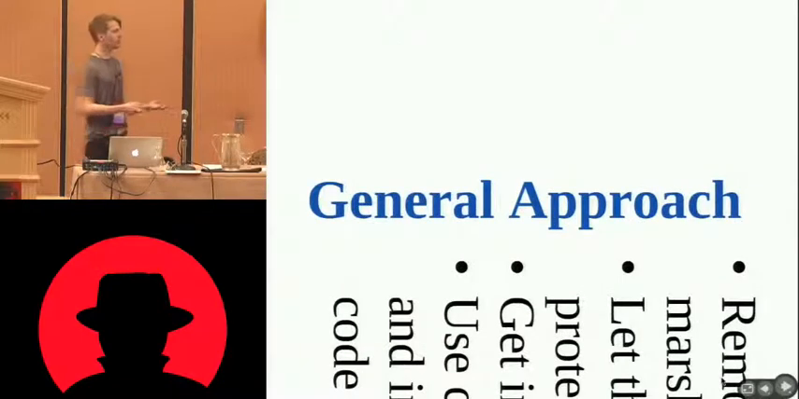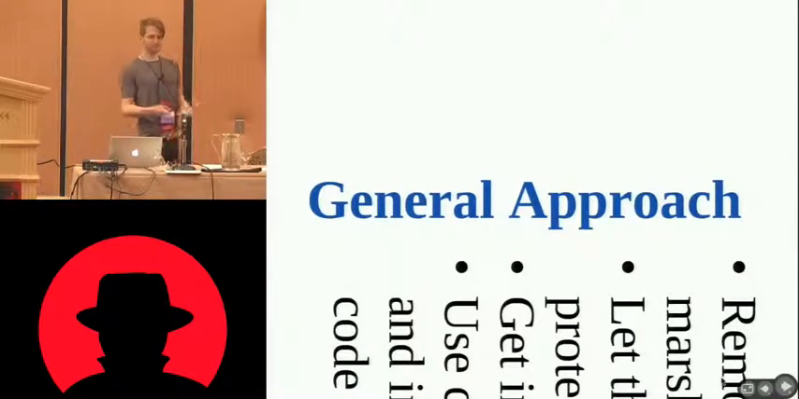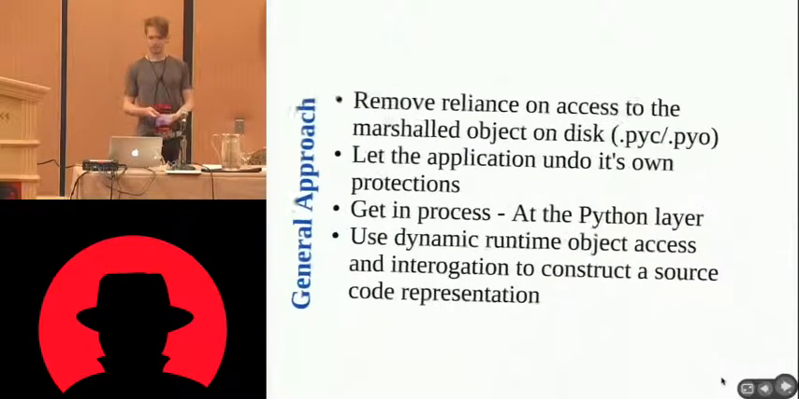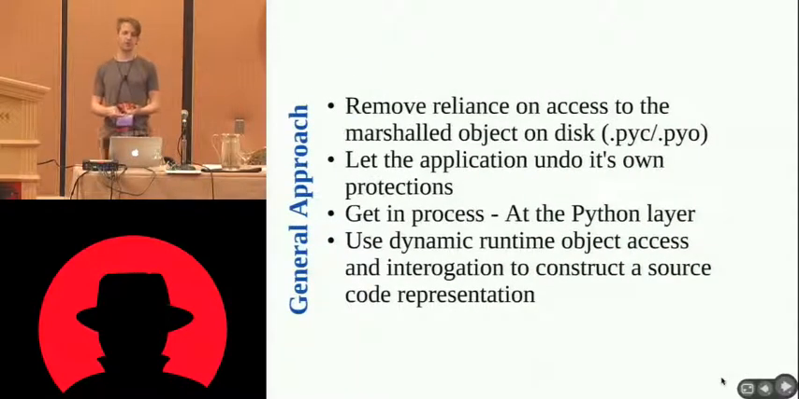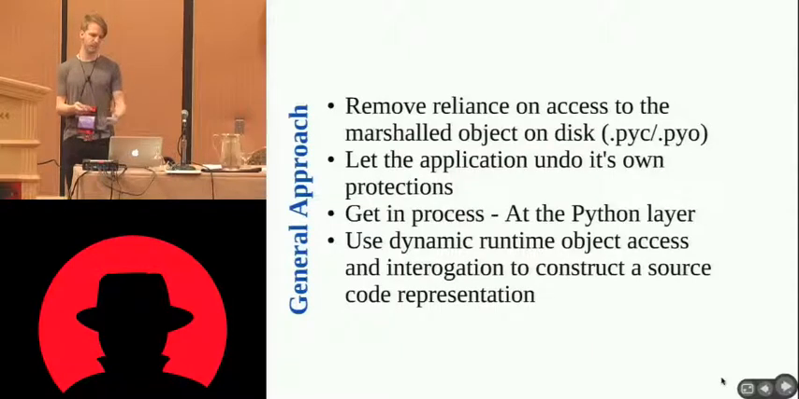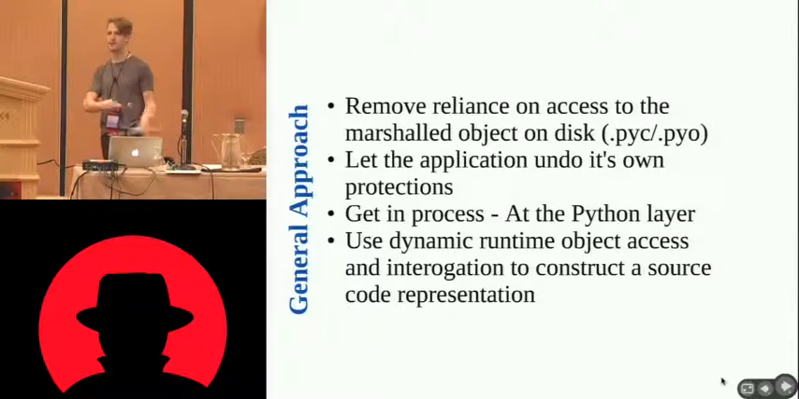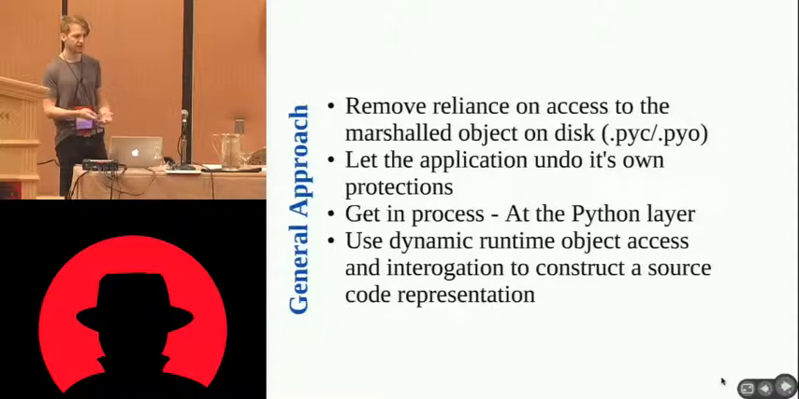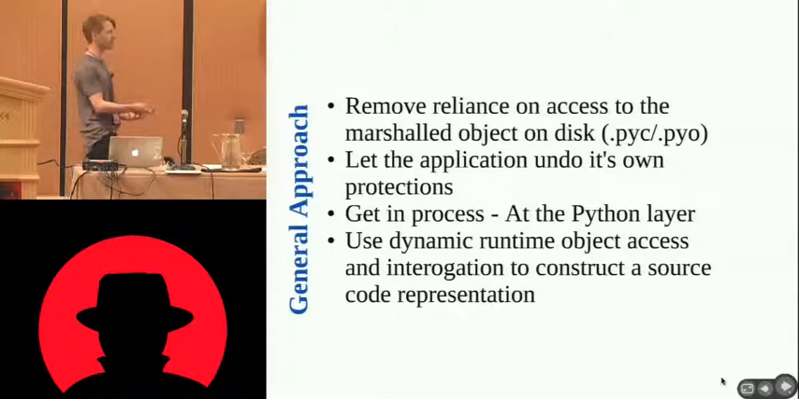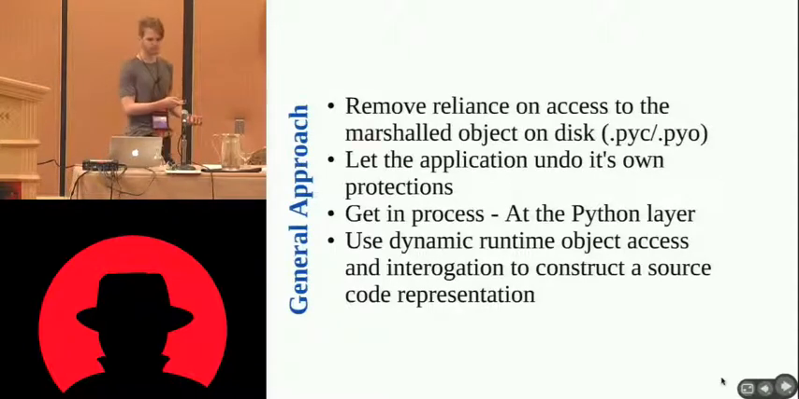So given all these techniques, what is the general approach that we're going to take to try and break them? We really want to remove the reliance on the disk, the access to the PYCs or PYOs on disk. It would be nice to just let the application undo its own protection, because obviously it's got to undo everything it's done to then execute the code in Python space. So let's let the application undo everything it's done, jump in, and then start accessing the objects, and not worry about the obfuscations which they've put into the file layer.